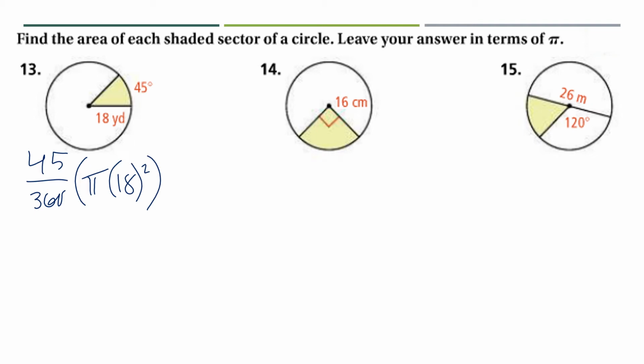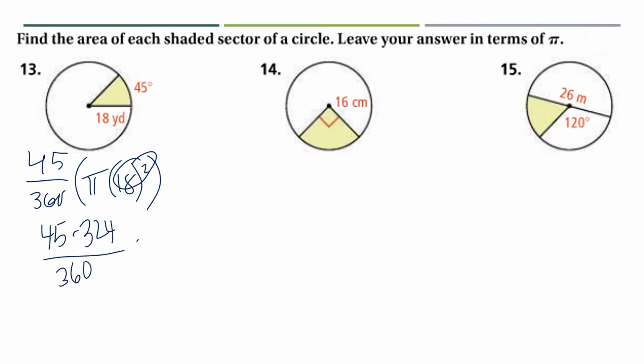So again, you can do like what we did the other day on Friday, and you can simplify and combine like terms if you want. So I would suggest doing the 18 squared first, which would be 324. And then that's going to be over 360.